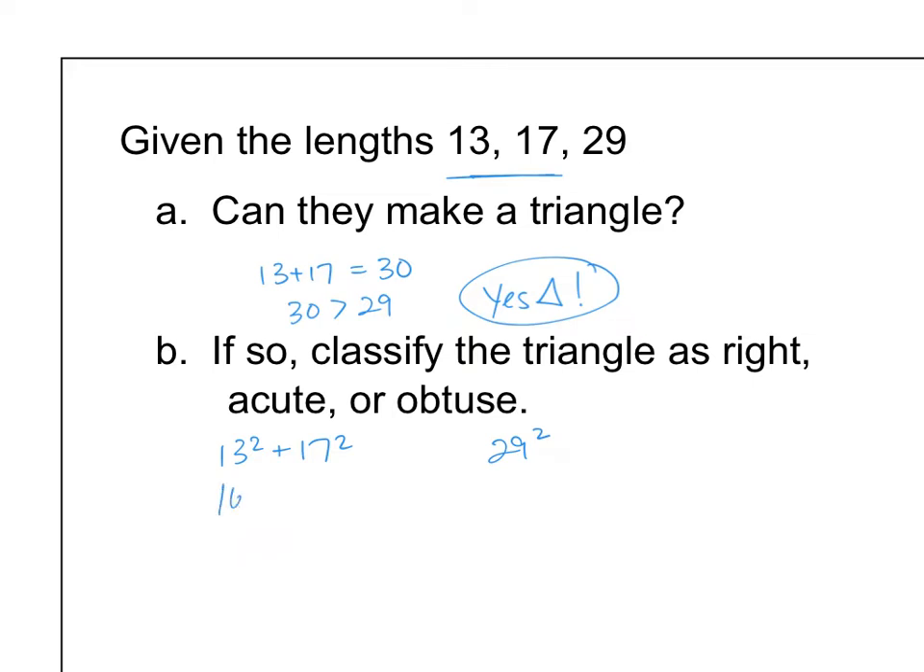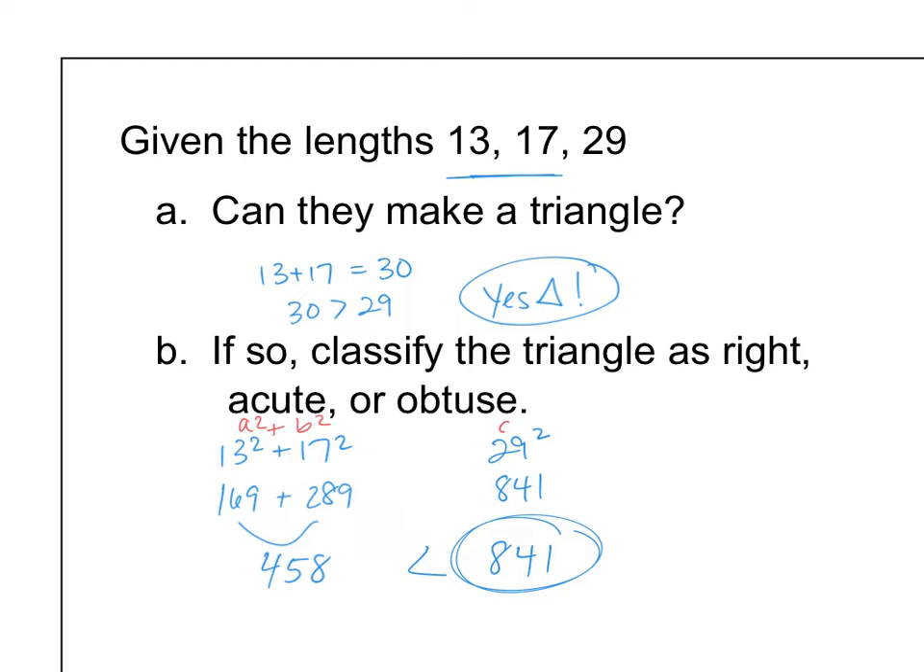13 squared is 169, 17 squared is 289, and 29 squared is 841. When you add 169 plus 289, you get 458. Well, they're definitely not equal to each other. If you think about it, this was your a squared plus b squared, and this is your c squared. The c squared was bigger, so you will have an obtuse triangle.